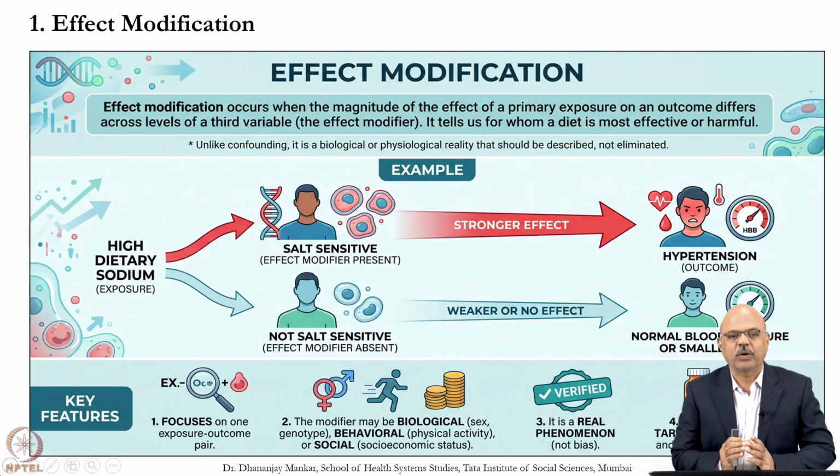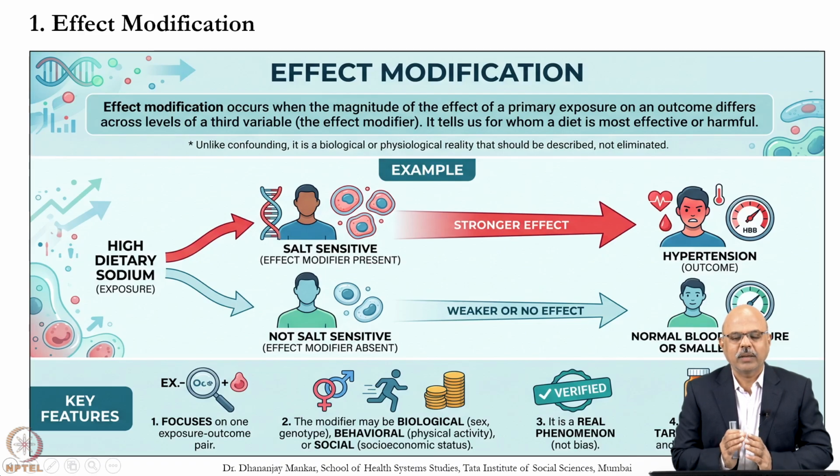So we will see what is effect modification. Effect modification occurs when the magnitude of the effect of a primary exposure on an outcome differs across levels of a third variable. You can say it is an effect modifier. It tells us for whom a diet is more effective or harmful. So you can understand the impact of this.